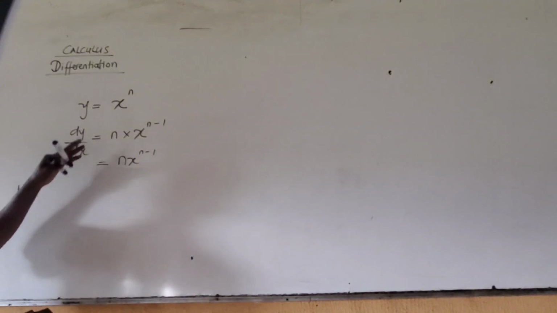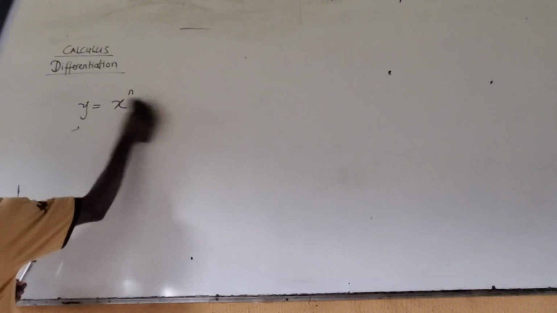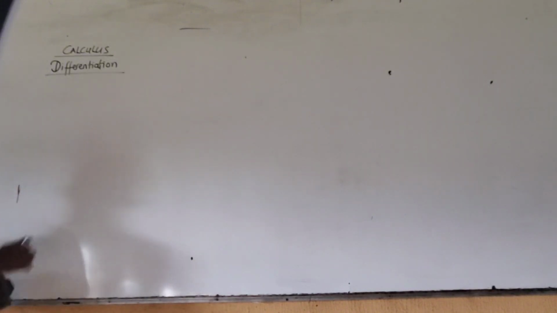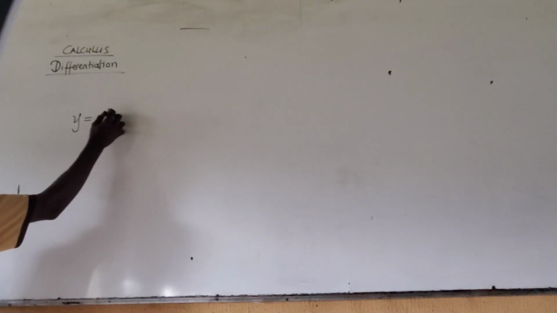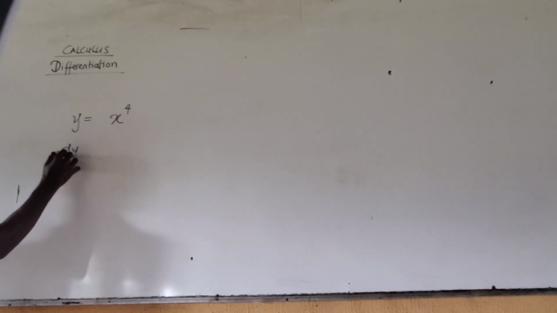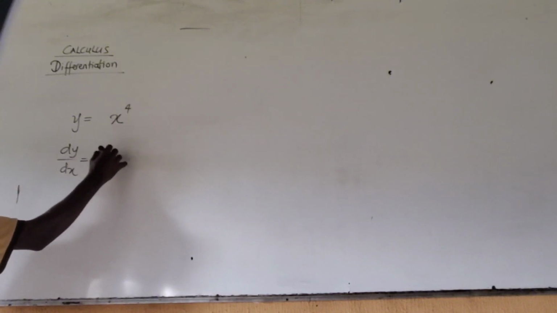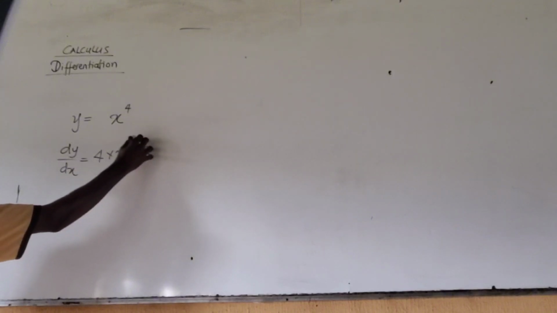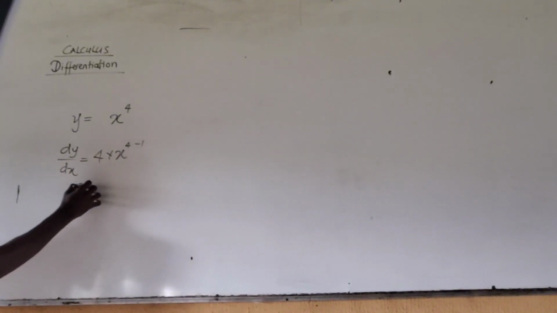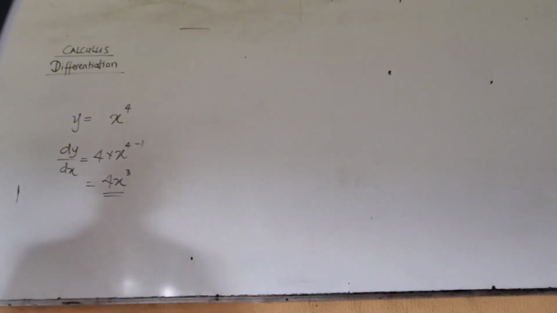Now, having known that to differentiate with this general method, you use the power to multiply the base and subtract 1 from the power, let's say we have something like this: y is equal to x raised to the power 4. Differentiate y with respect to x. You use the power 4 to multiply the base and subtract 1 from the power. That's the rule. So it becomes 4 times x, 4x, 4 minus 1, 3. This is how you differentiate.